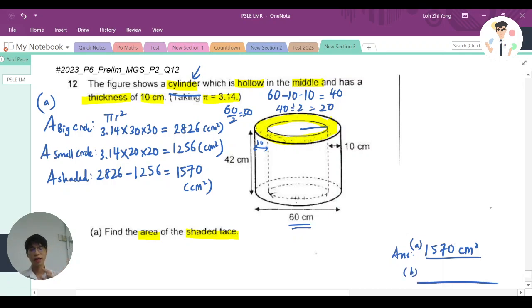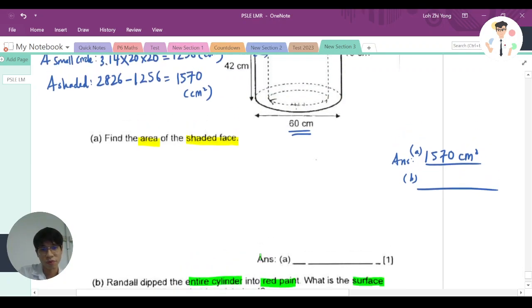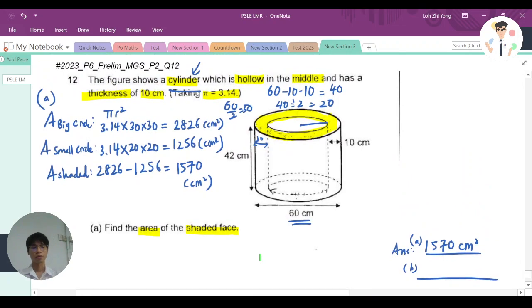Now, the challenge comes when it comes to B. Okay, now B here says what? Randall dips the entire cylinder into a red paint. What is the surface area of the cylinder that is painted red? Now, they're asking for the surface area. If I have the whole cylinder, which is hollow inside the middle, and I immerse it inside, what is the part that is affected by the red paint?